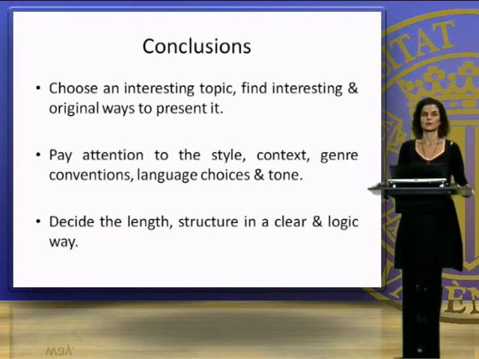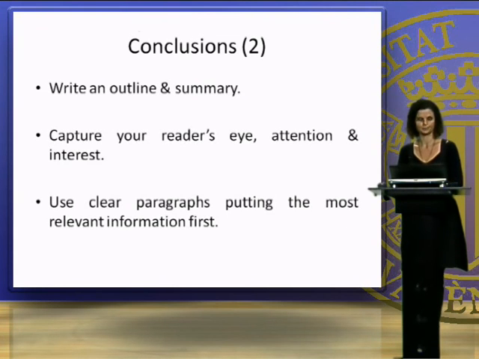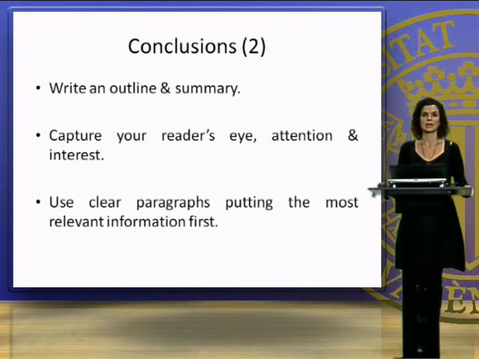Some of the conclusions of this presentation are that when you're writing an article, you should choose an interesting topic, you should find interesting and original ways to present it, you should pay attention to the style, context, genre, conventions, language choice, and tone. You should decide the length, structure, and the structure should be clear and logical. It is useful to write an outline and a summary, and you should try to capture your reader's eye, attention, and interest, as well as use clear paragraphs putting the most relevant information first.